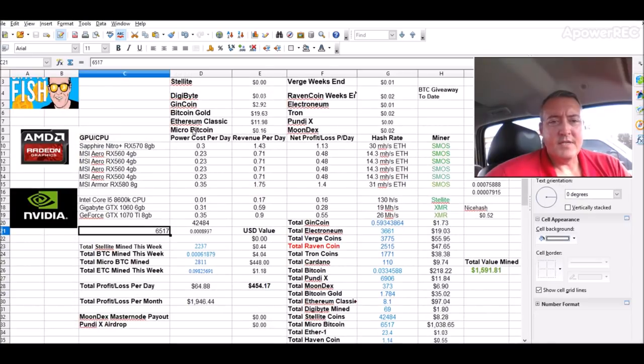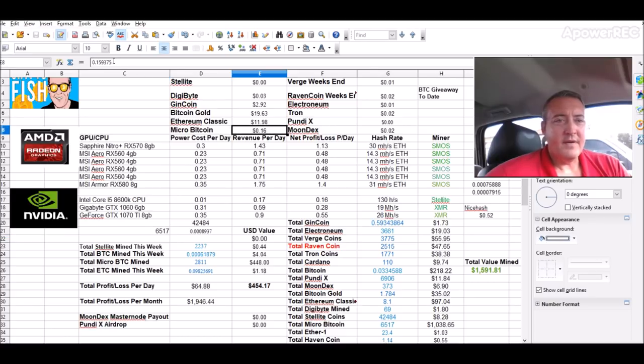And I added this price for micro Bitcoin at 16 cents. If that would be the case, we got $450 mined this week. 2,811 micro Bitcoin. I started mining that again, obviously. $448. I know there's no way that that's possible. Total value mined of micro Bitcoin, 6,500, over $1,000. Again, I don't think that's possible.